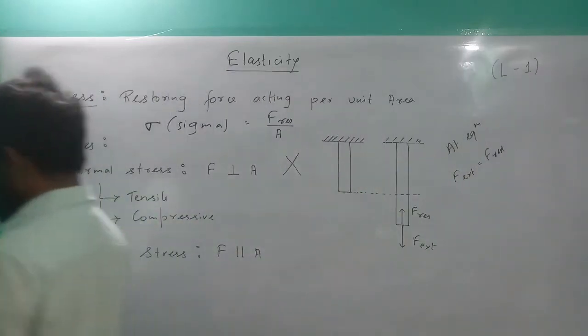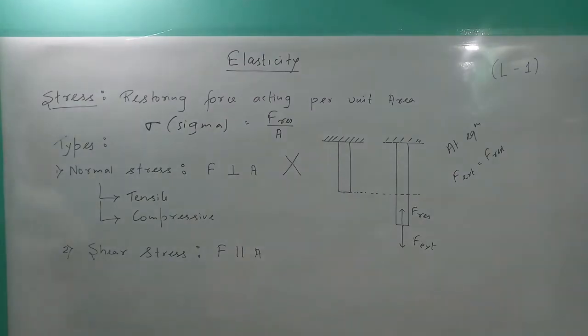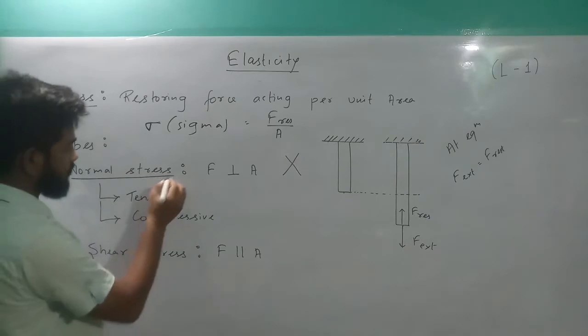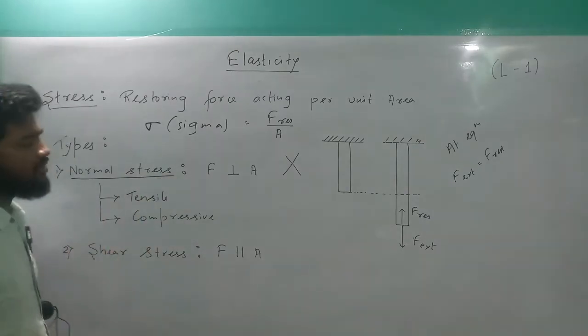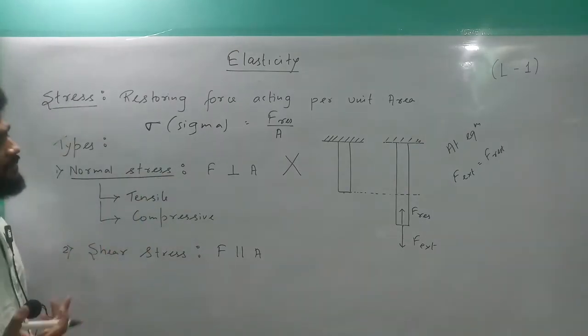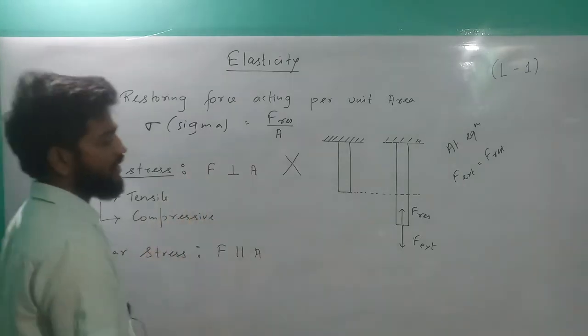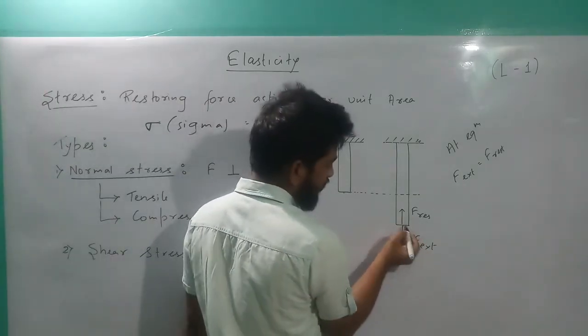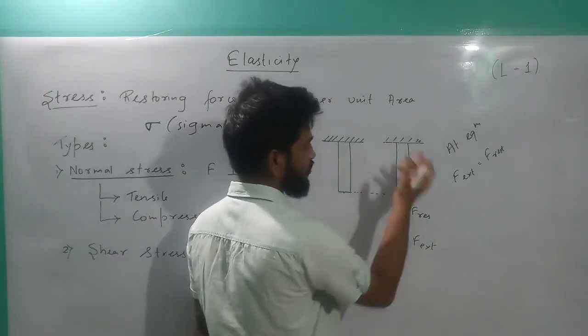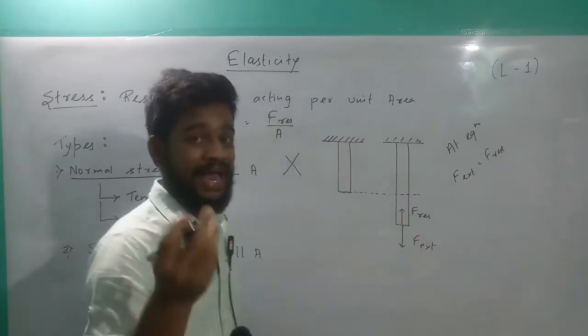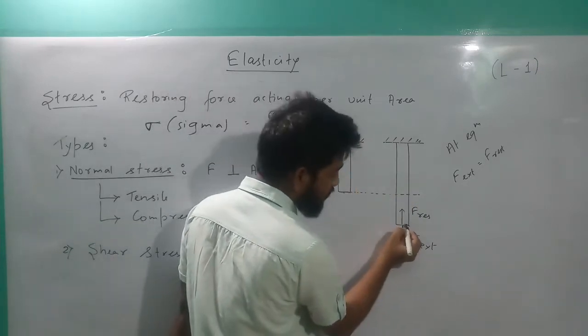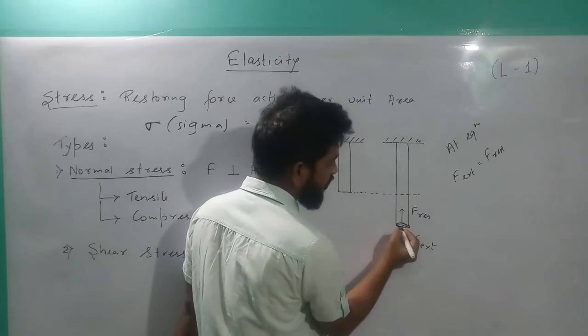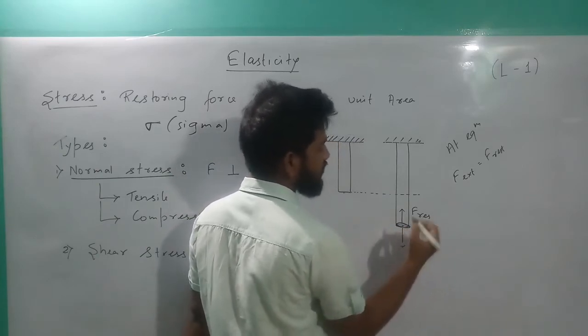Now, what are the types of stress that we have? First is the normal stress. What is normal stress? Normal means perpendicular, and perpendicular means force is perpendicular to area. In this case, you can see this elastic band that we have must have some sort of cross-sectional area. Suppose that cross-sectional area is A.